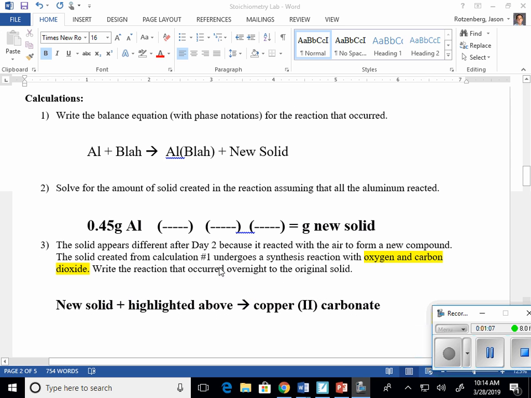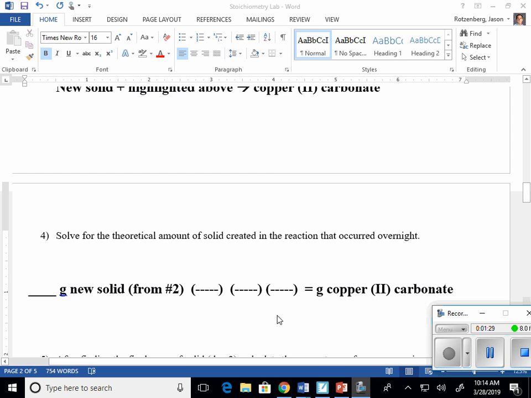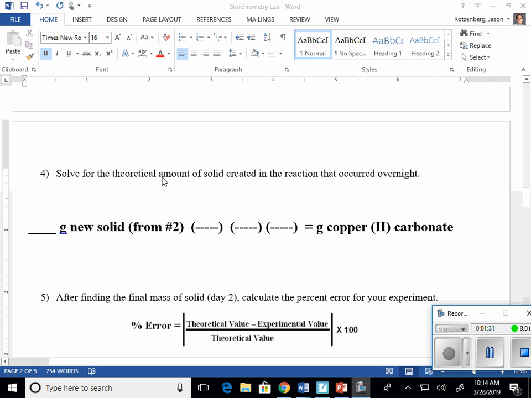Recall, after it sat out overnight, it created that patina. What happened is that new solid from here reacted with carbon dioxide and oxygen. So you're actually going to have a synthesis reaction with 3 reactants and 1 product, copper 2 carbonate. You need that balanced equation in order to do question number 4.